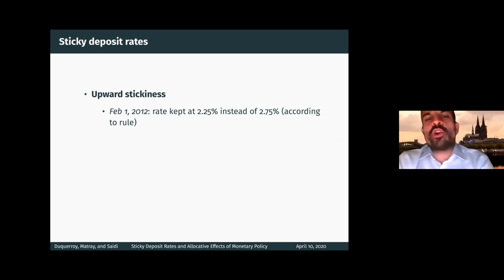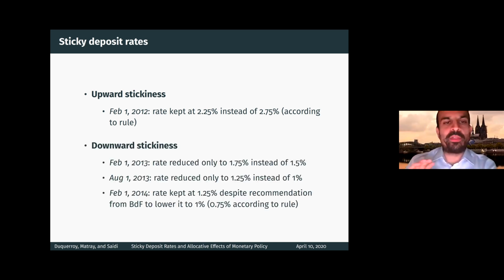Okay, so I mentioned before that we really want you to believe that these are sticky deposit rates. So let me be very concrete by giving you a couple of examples of why they are sticky. As I mentioned before, the government sets the rate in February and August, right? But according to this rule that is supposed to preserve households' purchasing power, they need not go through with it. And indeed, this has given rise to multiple instances of both upward and downward stickiness during the runtime of our sample. So on February 1st, 2012, the rate was kept at 2.25%, although the rule would have implied that it should have gone up to 2.75%.